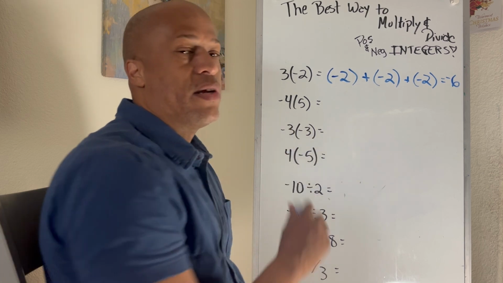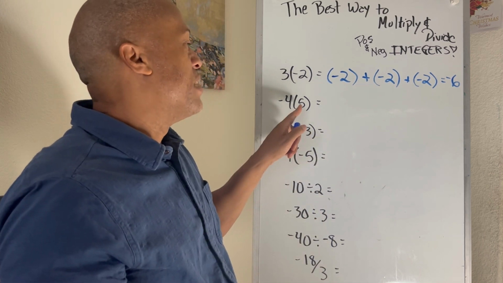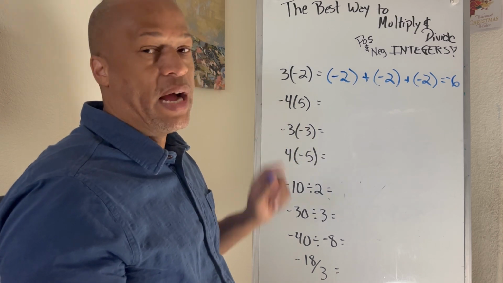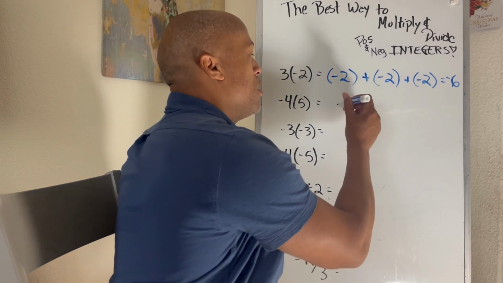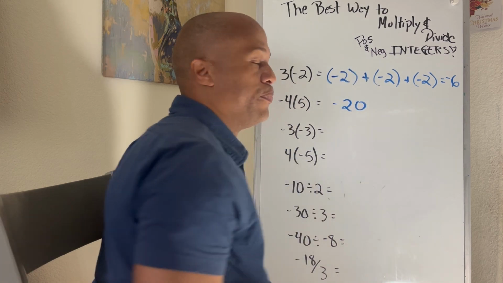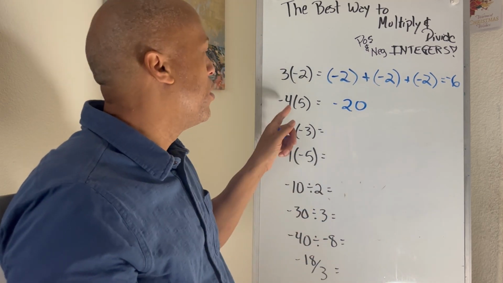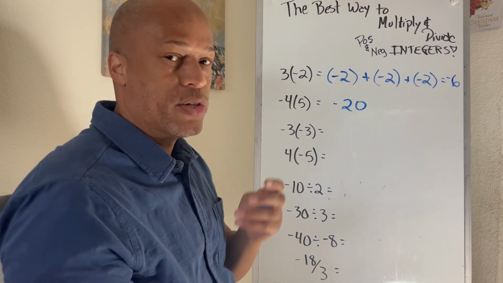Here, I would even phrase this the same way. That's 5 -4s. That's what that is. It's -4 being repeated 5 times. So if we do that, we know that's gonna be a -20. Okay? We're repeating the negative number. Repeated addition is what multiplication really is.